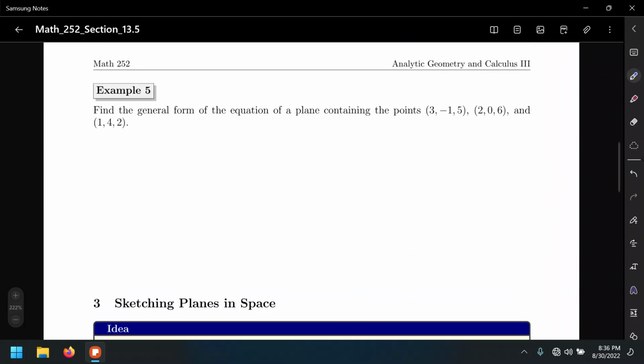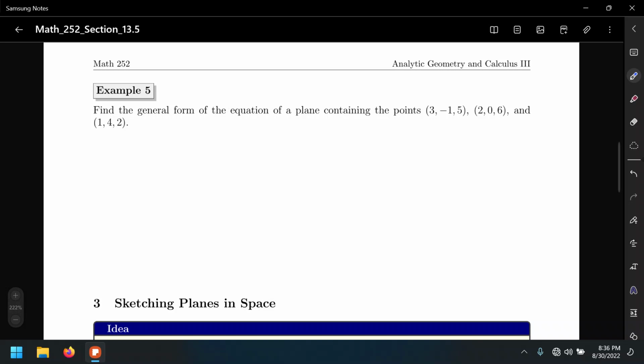Okay, so let's find the general form of the equation of a plane containing the points (3, -1, 5), (2, 0, 6), and (1, 4, 2). So what do we need? Well, yes, we have three points. How can we use those three points?